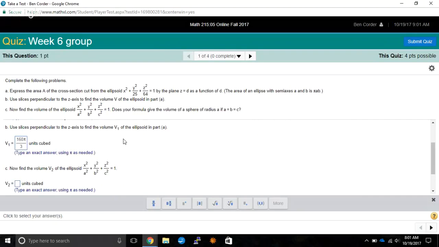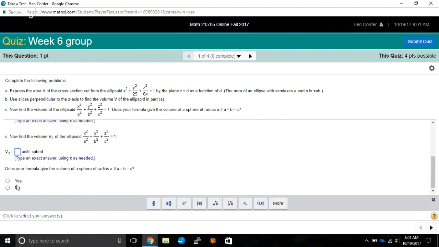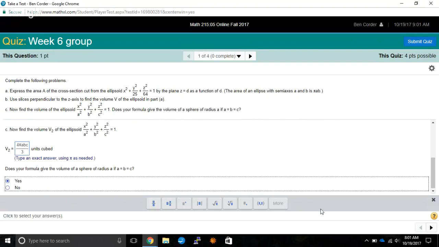I'm almost done, and the last one is yes. I'm doing it by hand again because I wanted to double check my work, because I don't trust myself ever. Yes, it was 4 pi ABC over 3. Also, my memory isn't that good to remember something I did before. And yes, it does give you a sphere. Yep, spheres are ellipsoids.